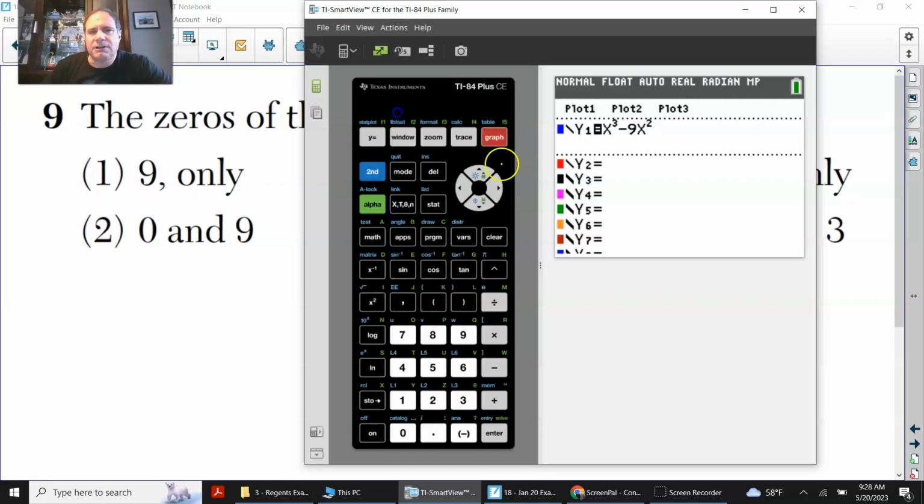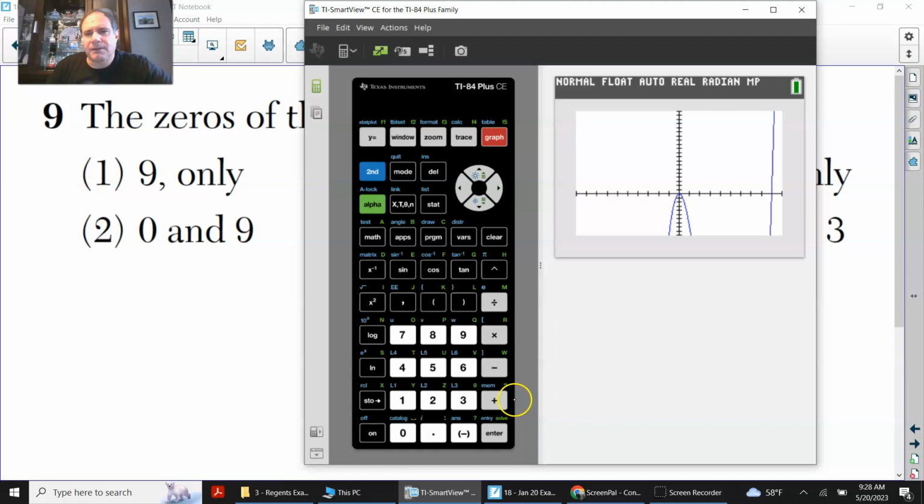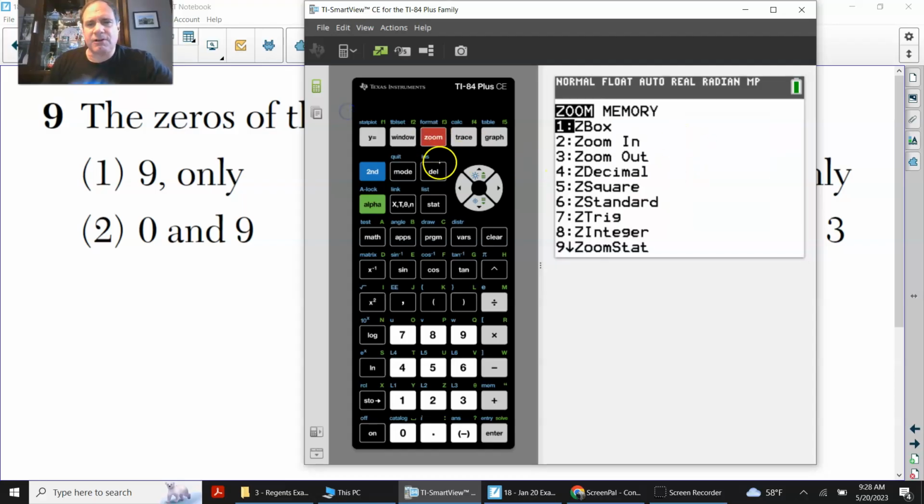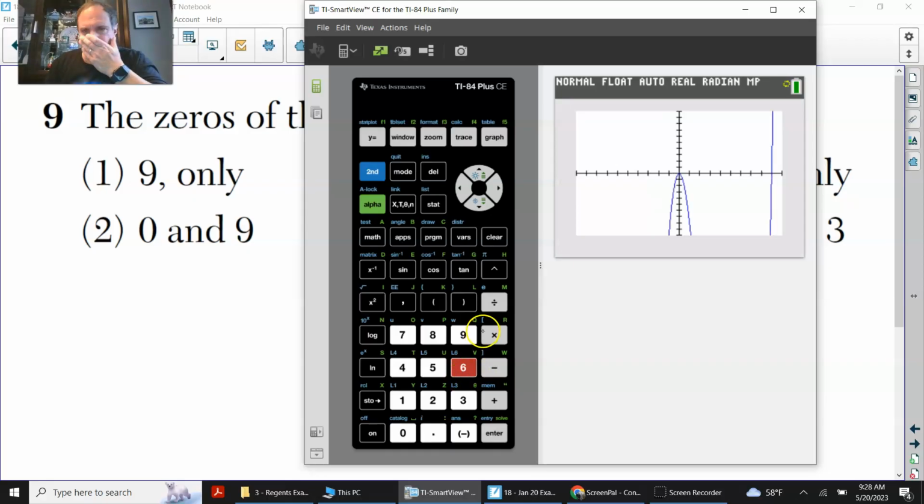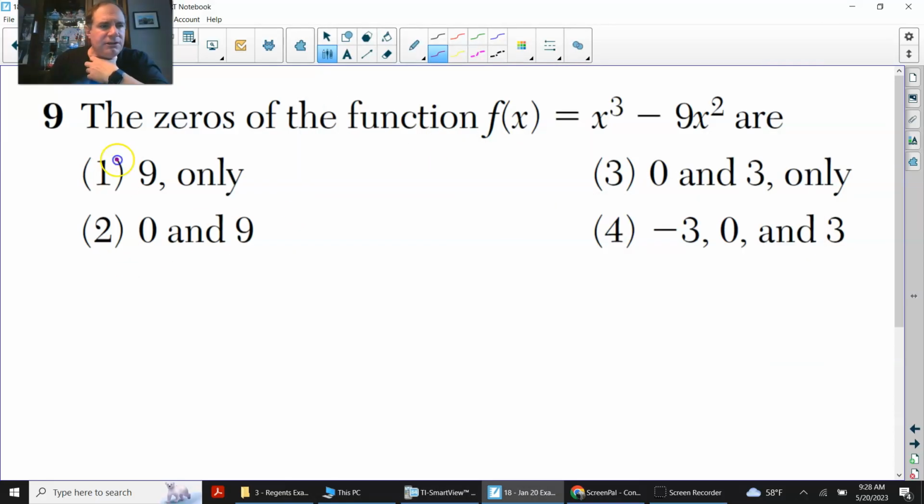And we're going to just look at this graph. Anytime you want the window to be 10 by 10, you go to zoom and press 6. I messed with the window a little bit before I started, so I'm going to get that to 10 by 10. This definitely crosses at 0, so we're going to say that 0 is definitely a part of my answer. 9 only is wrong.